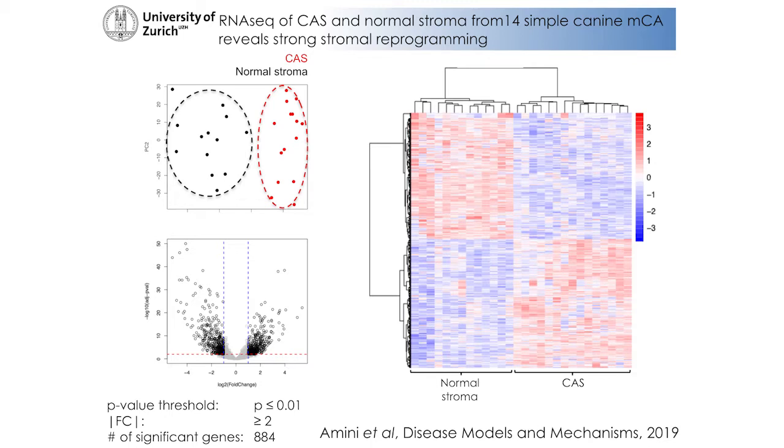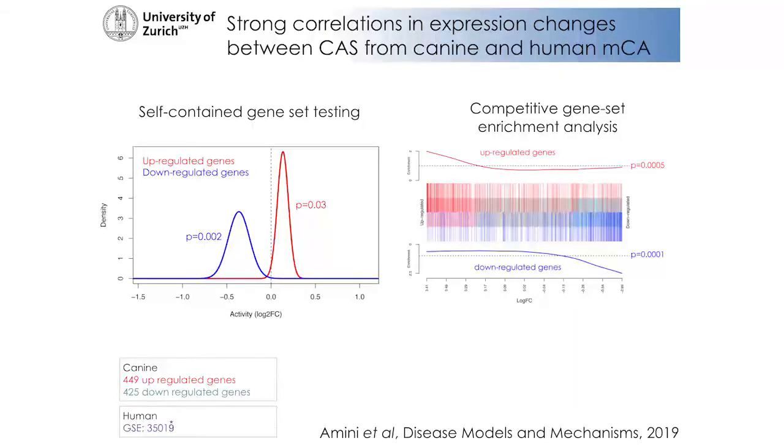You can also appreciate the strong difference between gene expression in the normal samples and cancer-associated stromal samples in the heat map, which is on the right of your screen. These results clearly showed that there is strong reprogramming of the stroma in canine mammary carcinoma. Next, we asked how the canine cancer-associated stroma compares to that from human breast cancers. To analyze this, we compared our data to a published human dataset of stroma from breast cancer that was similar to ours, but was obtained using microarray.